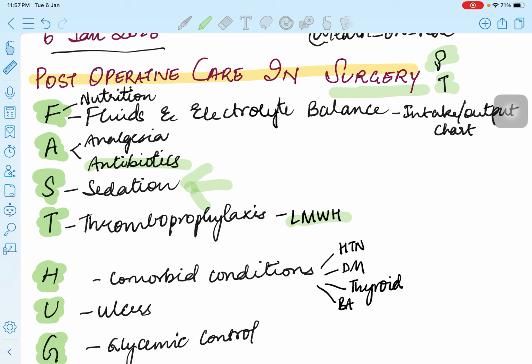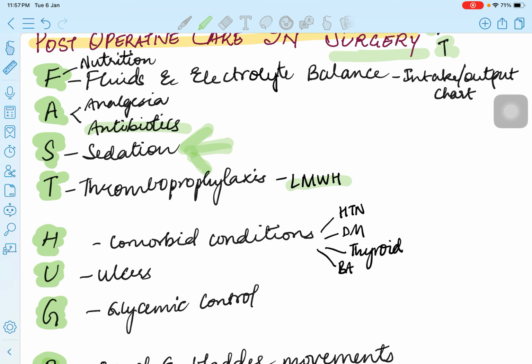Then S is sedation. Sedation is given both at the induction, maintenance, and to prolong the surgery. Sedation and anesthetic drugs are given according to the surgeon's preference and the procedure performed.